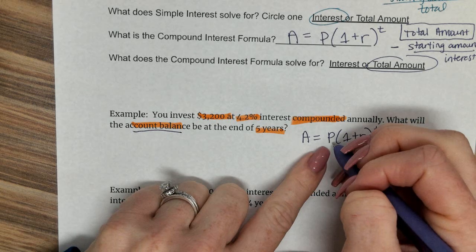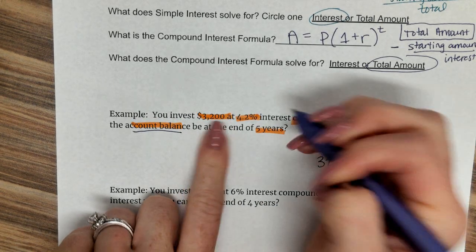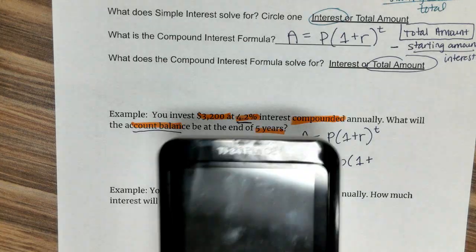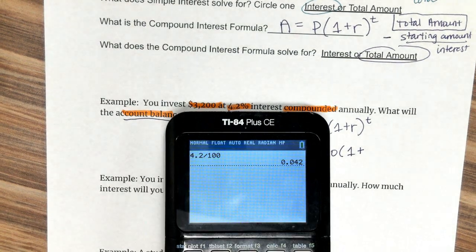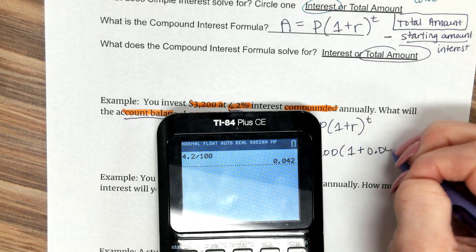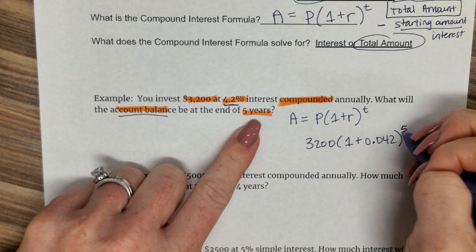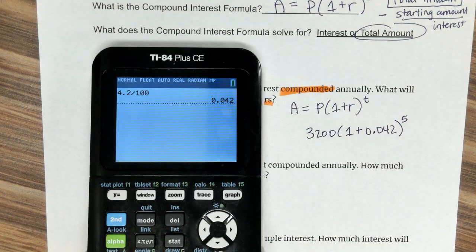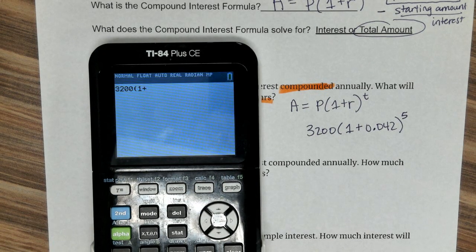So here I go. P, $3,200, 1 plus, what do I have to do to this rate? Change it to a decimal by putting it over 100. All right, so I have 4.2 over 100, which is 0.042. And how many years are we talking? 5. So I type it in, and that's my answer. 3,200, 1 plus.